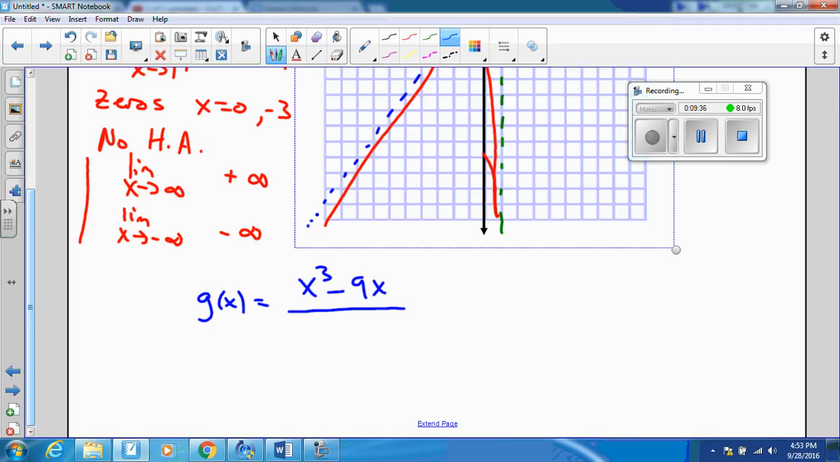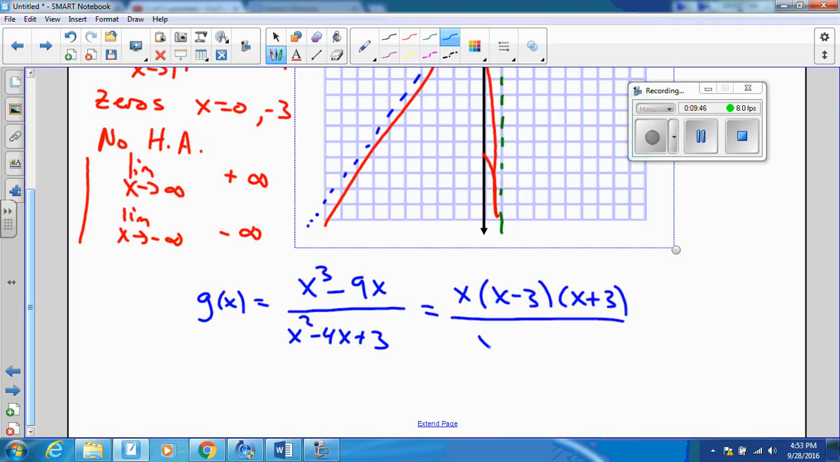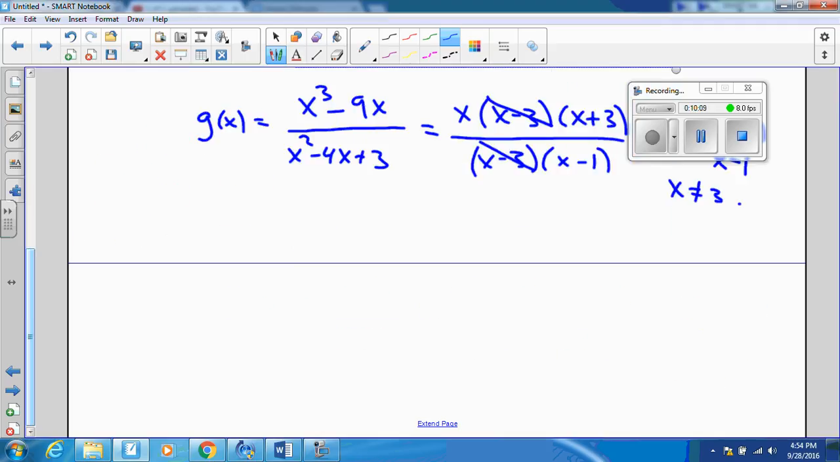Remember that the original g of x was x cubed minus 9x all over x squared minus 4x plus 3. And what we did was to factor that, observe that except for x equals 3, g of x is exactly equal to x times x plus 3 over x minus 1 when x is not equal to 3. Okay, so that's all good.